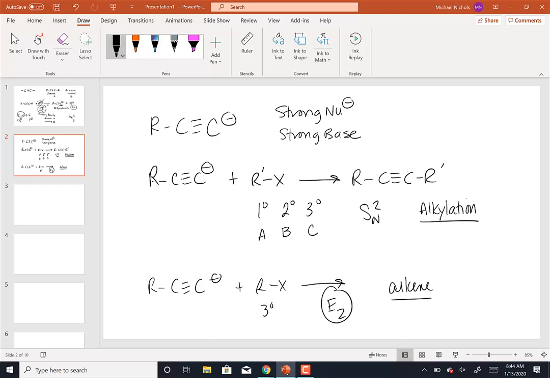And we're going to find out that these types of anions that are both strong nucleophiles and strong bases, and the two major kinds are alkynyl anions and also alkoxides, that if they can do both, they're going to do SN2 with primaries and secondaries. They're going to do E2 with tertiaries, which leads to an issue of what kind of double bond do you form? The most stable or the least stable? But we'll get to that.